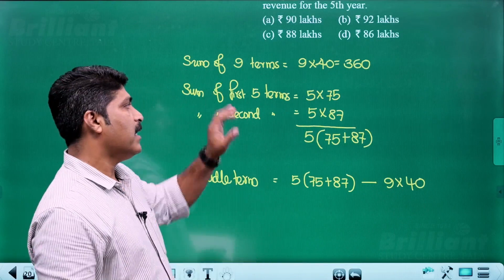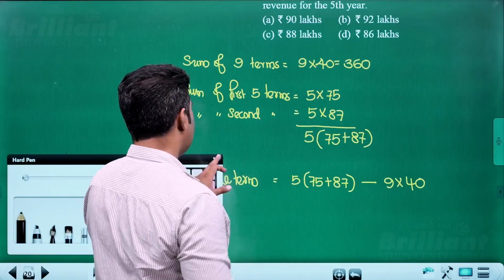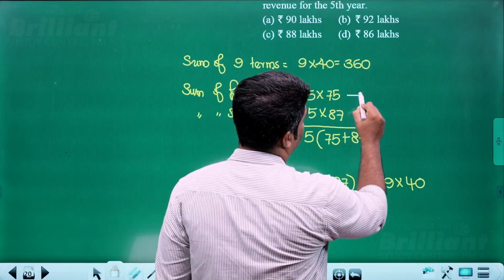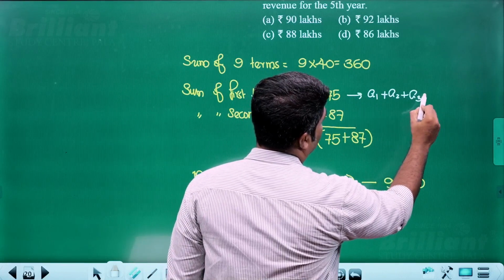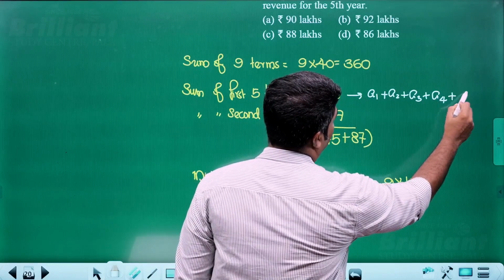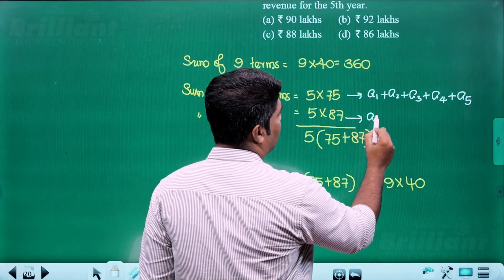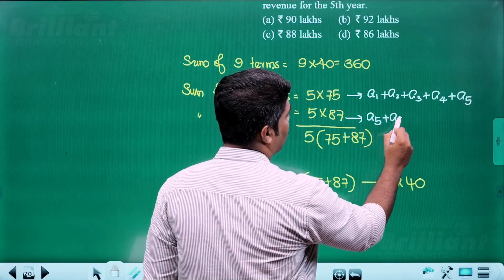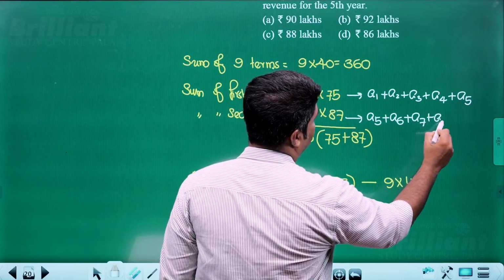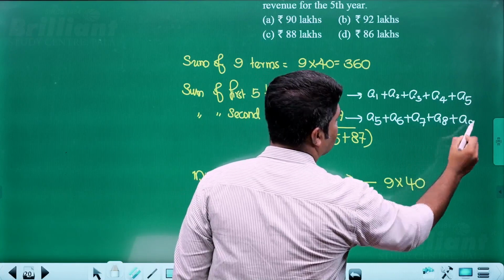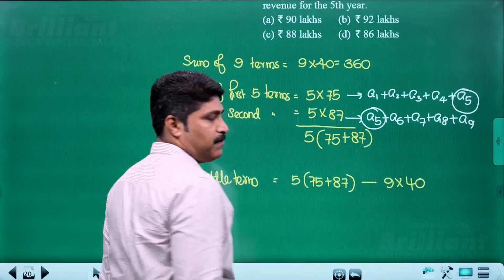Understand the concept. Here the first 5 terms contain the terms, suppose we consider the terms A1, A2, A3, A4 and A5. So these are the 5 terms. And the last 5 terms, how will they be? A5 onwards you have to start: A5, A6, A7, A8, A9. What happened? The term A5 repeated in both these steps.